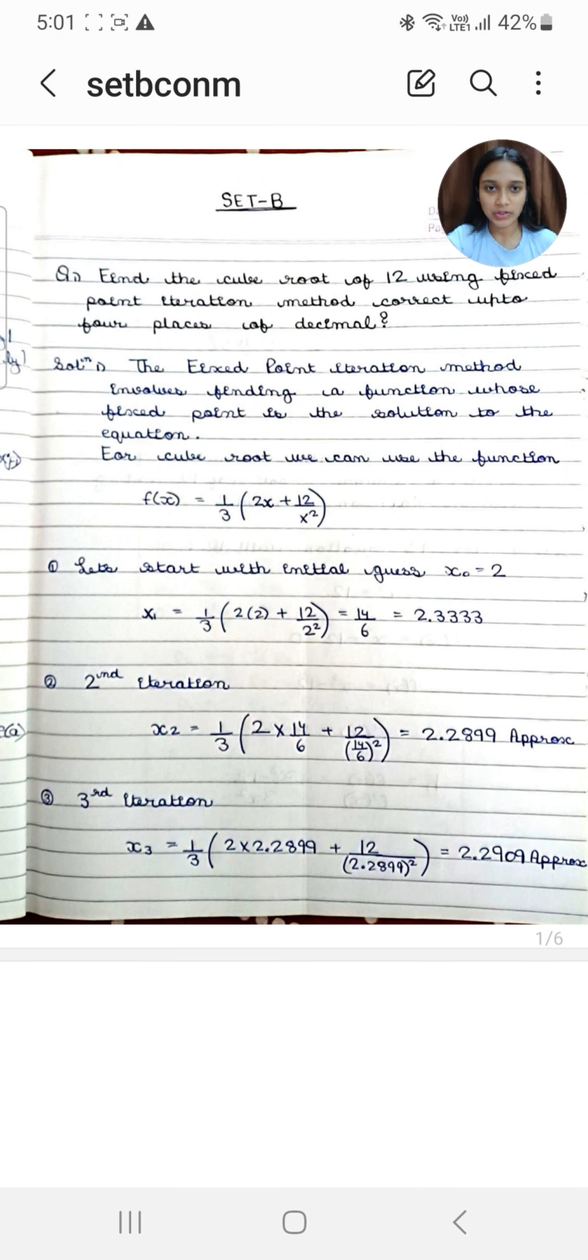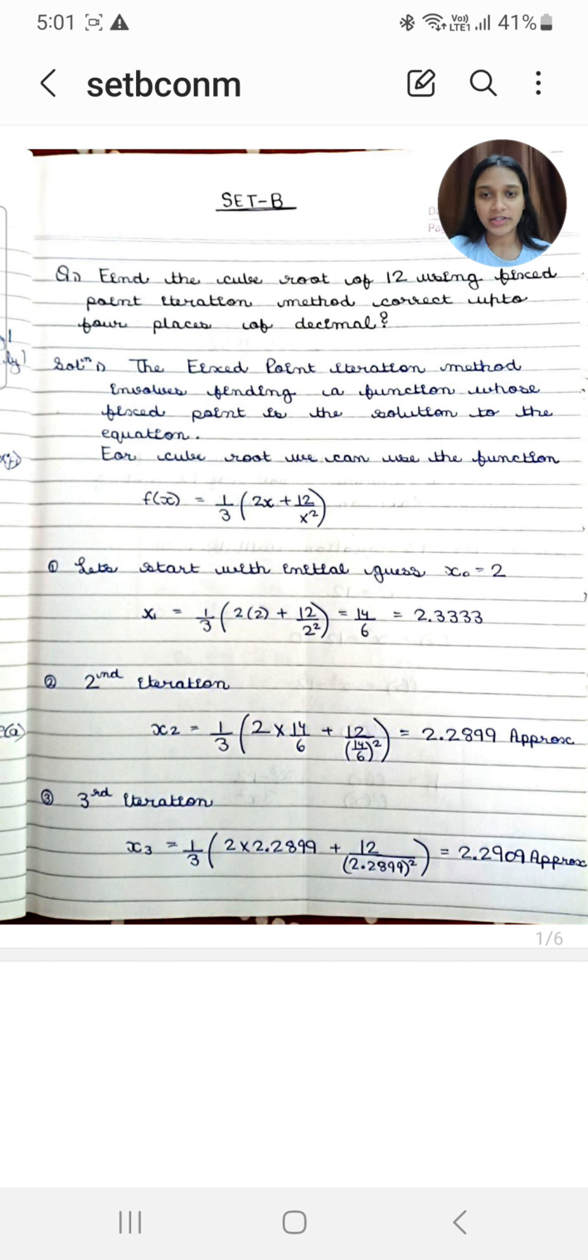Hello everyone, today we are going to solve Set B of first internal of computer oriented numerical methods. So let's start. Our first question is: find the cube root of 12 using fixed point iteration method, correct up to 4 places of decimal. So we will start the first question.